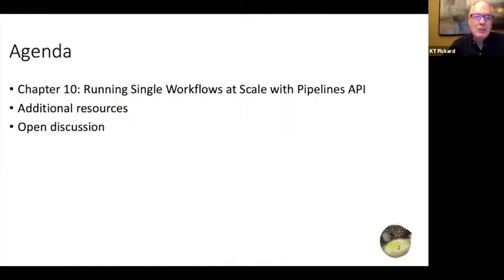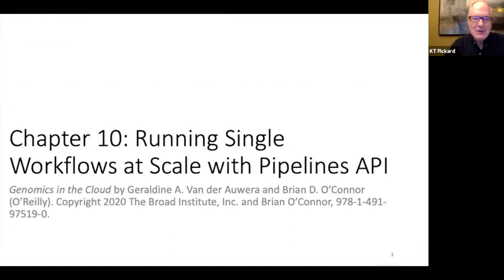In today's meeting, we'll be running single workflows at scale, building on the previous two chapters that were shared by Lynn and Mathieu with WDL. We'll now be running these with a new pipeline API that uses Cromwell. We'll run these in real time and have some additional resources and then a discussion at the end. So here now is chapter 10.